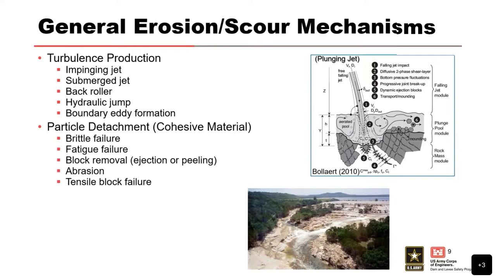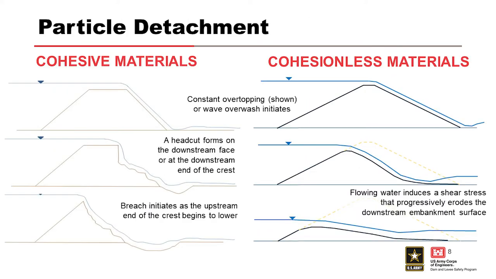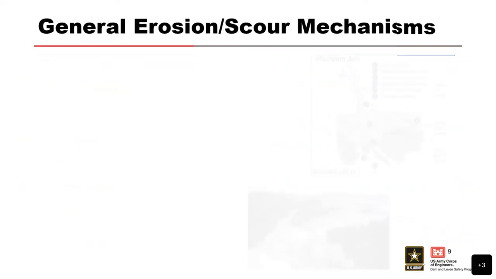The next thing we need is particle detachment. So we say here that there's a note that says cohesive material, but that can also occur in cohesionless material, right? So I want to go back to this last slide. Here's an example. It's just a graphical example of what we just talked about a second ago, right? That head cut process. So in cohesive soils, this is what it looks like. We have flow over a slope. We have a head cut that forms, and then the head cut advances. In cohesionless soils, we have that flow. We have more of a progressive eating away of the embankment, if you will, until eventually there's just nothing left. So it looks a little bit different, but that's the particle detachment piece of the puzzle, right?